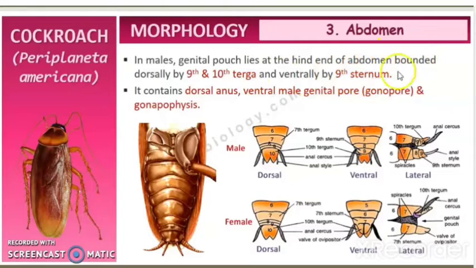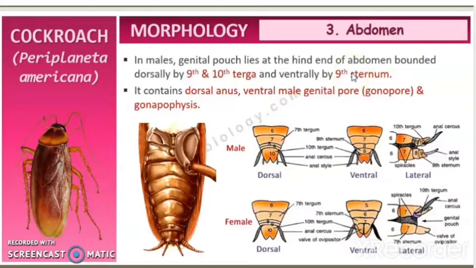And how is it bounded? It is present here, at the hind end. It is bounded dorsally by the 9th and 10th terga. That is in the back portion. And in the front portion, meaning the abdominal portion of the cockroach, the inner side which we do not see from outside, it is seen in the ventral portion, bounded by the 9th sternum. I hope you remember about the sternum and terga, and about the sclerites which we have studied.